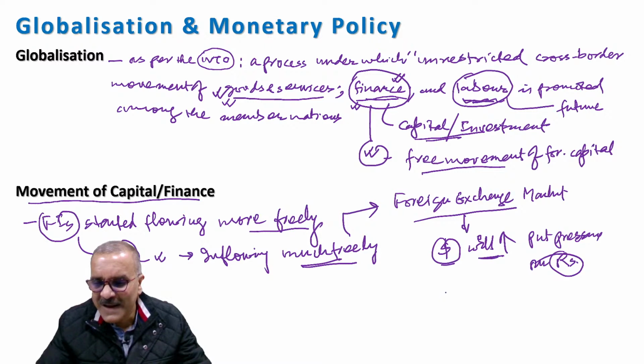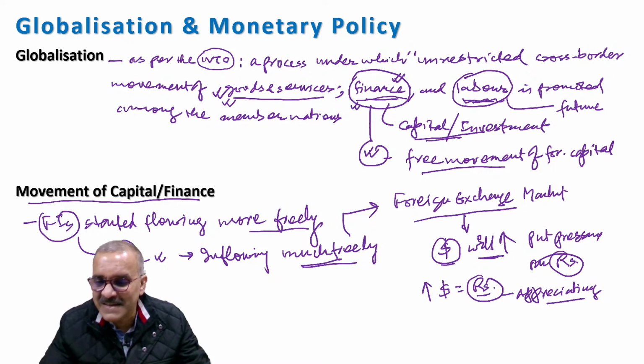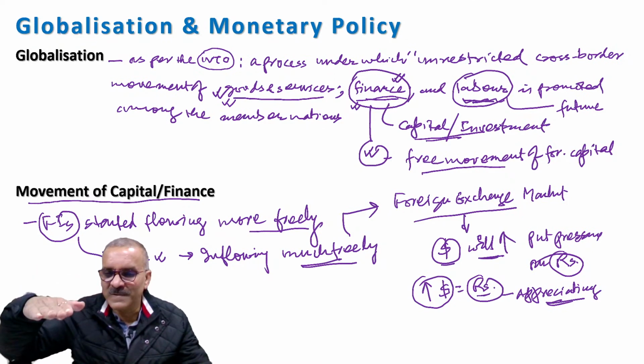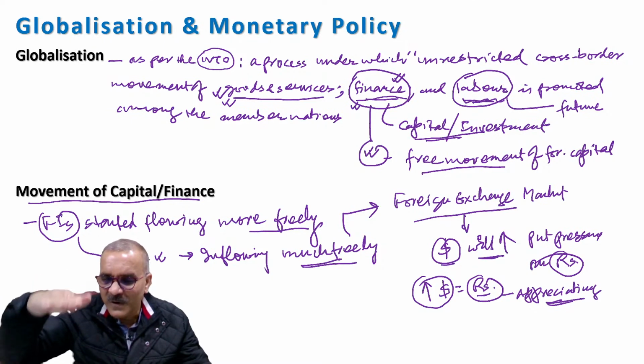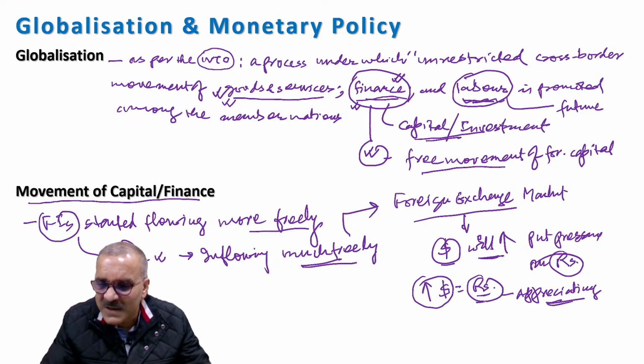Clear? So what will happen? Suppose the dollar is counterbalancing the rupee. When the supply of dollars goes up and the supply of rupees remains the same, the rupee will start appreciating. Its value will go up. It means if one American dollar was equal to 80 rupees, it will become 79, 78, 77, 76. This is appreciation due to the supply of more foreign currency. If the rupee appreciates, your exports will fall. Your imports will get cheaper, but Indian exports will become costlier for global customers.